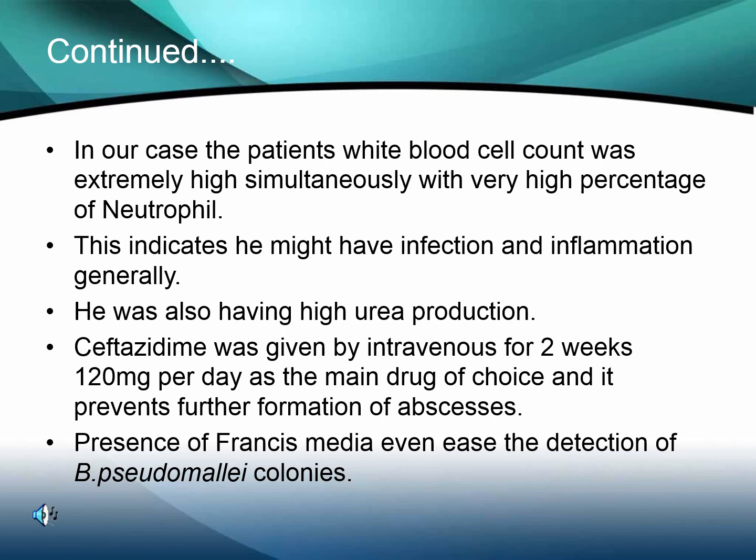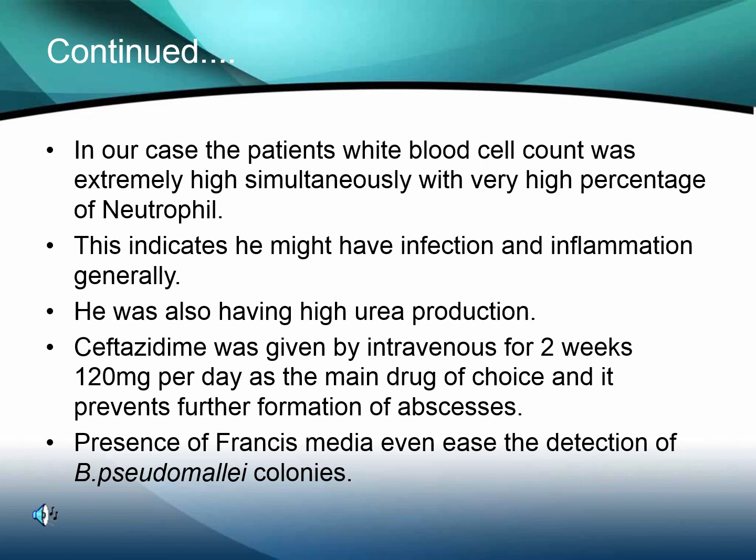In our case, the patient's white blood cell count and neutrophil percentage were very high. This might be because of chronic infection or chronic inflammation. He also had a slightly higher urea level, which means that he has a higher toxic production in his body. Ceftazidime is the drug of choice in systemic melioidosis, and it was given at 120 mg per day for 2 weeks, and it shows that this prevents further formation of abscesses.